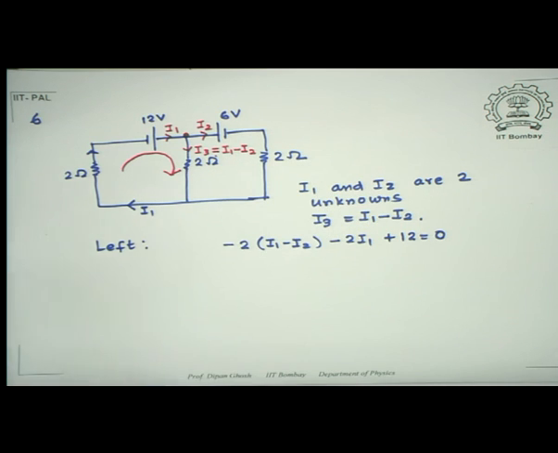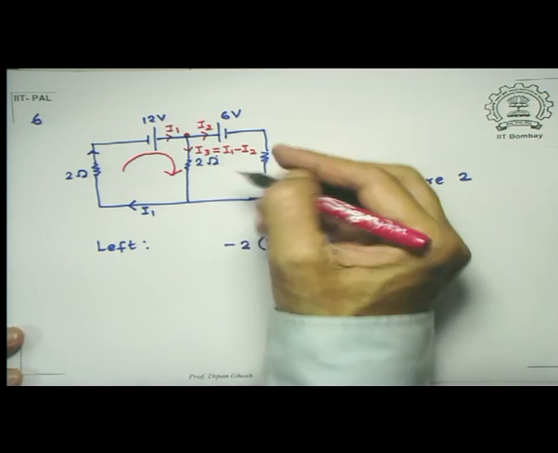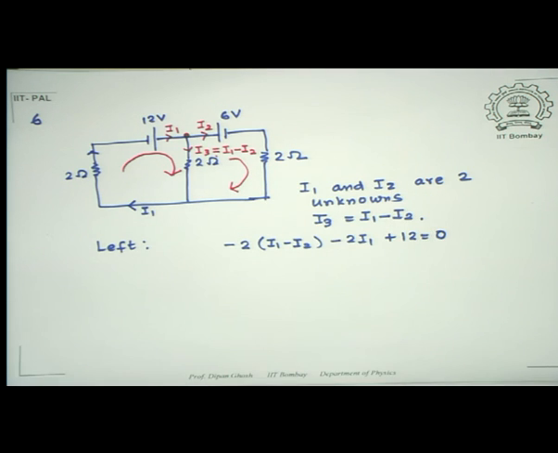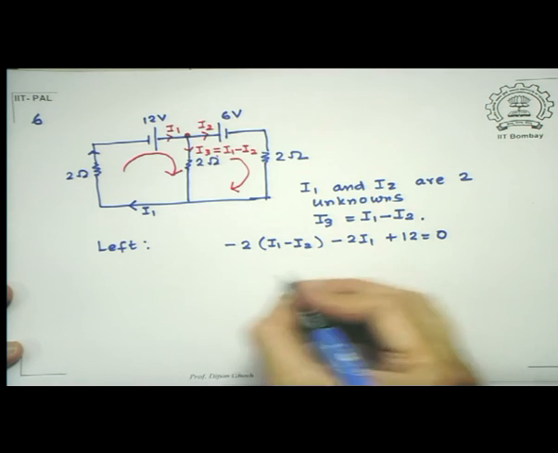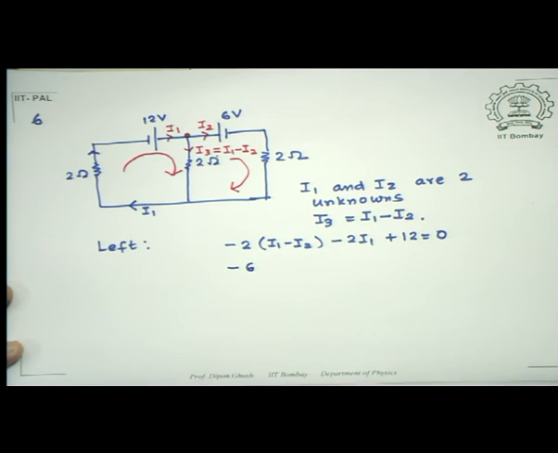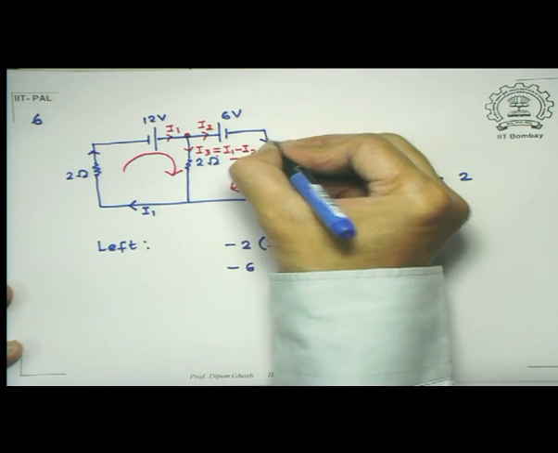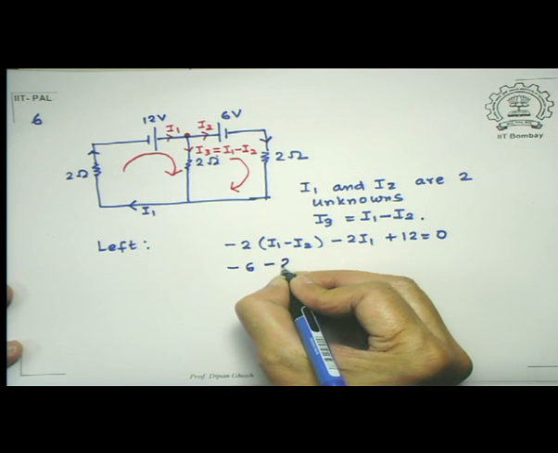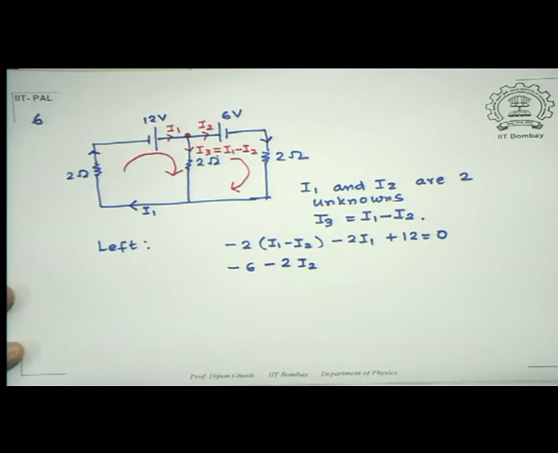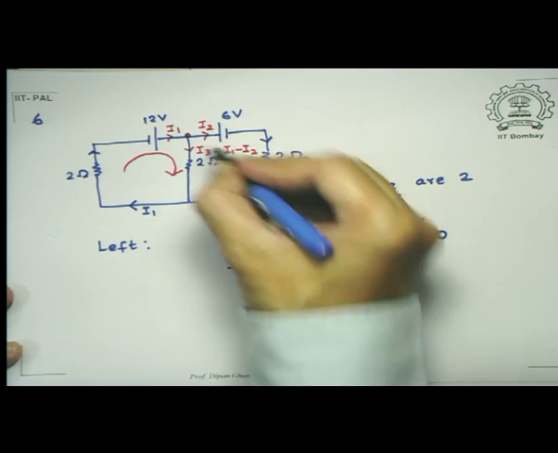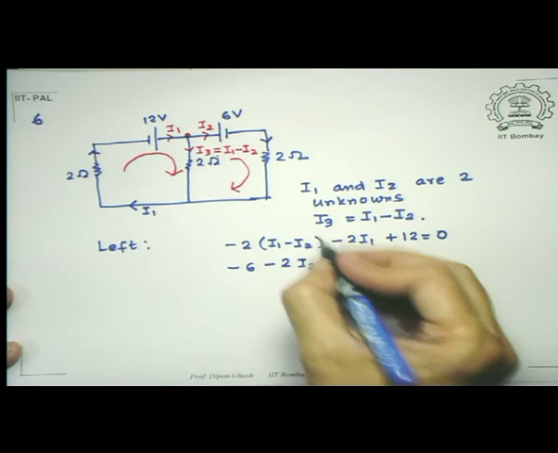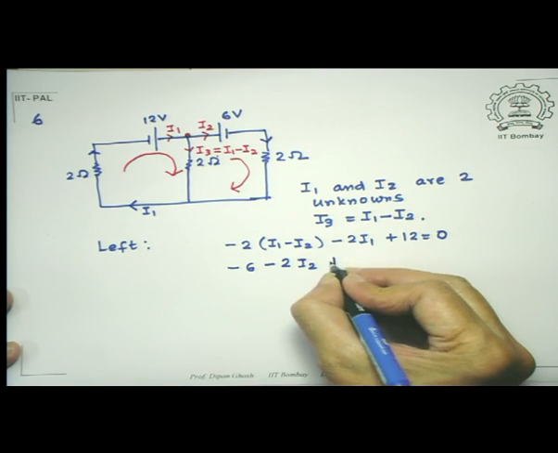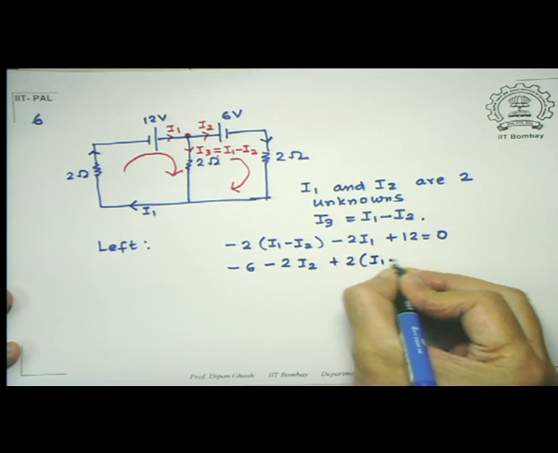Now once again, it doesn't matter how you assumed it. So let's suppose we go like this. So if I do like that, I have a minus 6 there, minus 2 times I2, but this time since this loop has been taken like this, it will climb up. So therefore, it will be plus 2 times I1 minus I2 equal to 0.